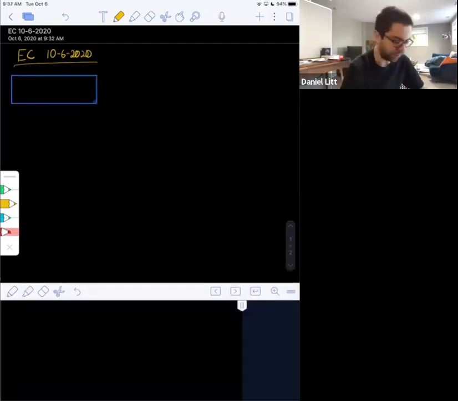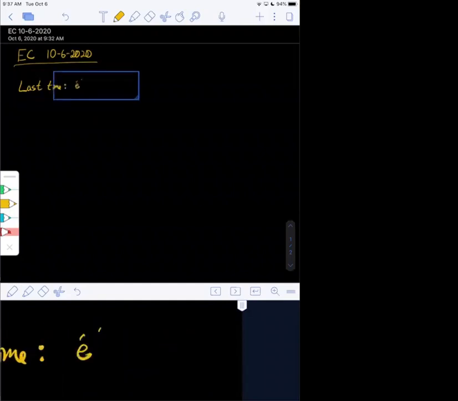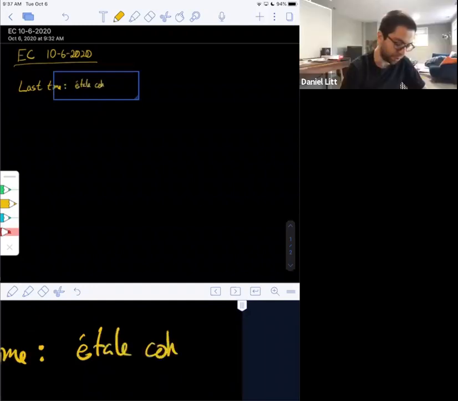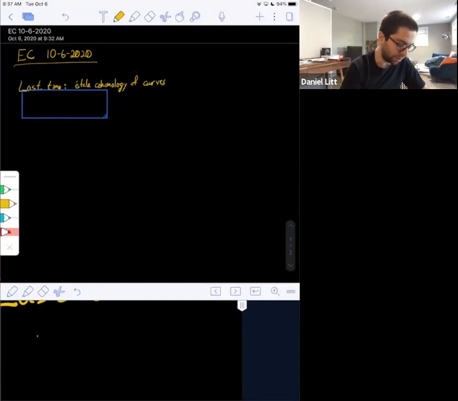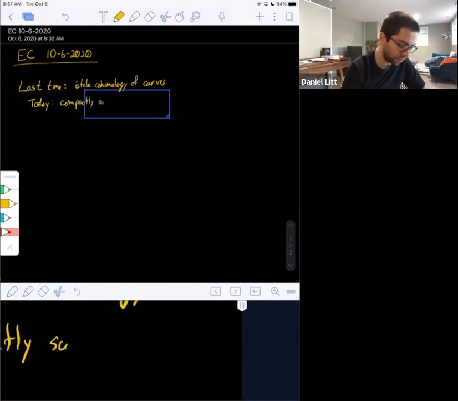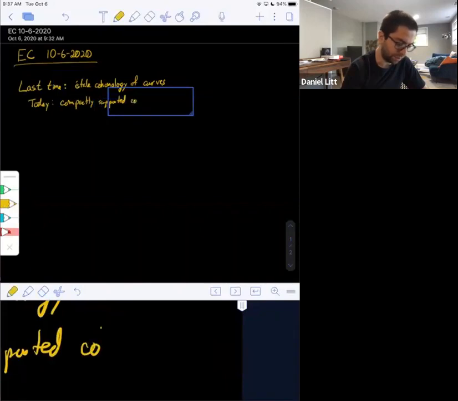All right, if not, let me just briefly remind you where we were. Last time we computed the Etale cohomology of a curve, finally. That was what we were working up to for most of this time. So today I want to start talking about compactly supported cohomology, and cohomology and Gaussian sequences.